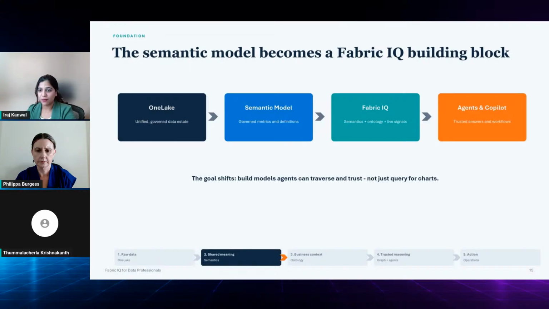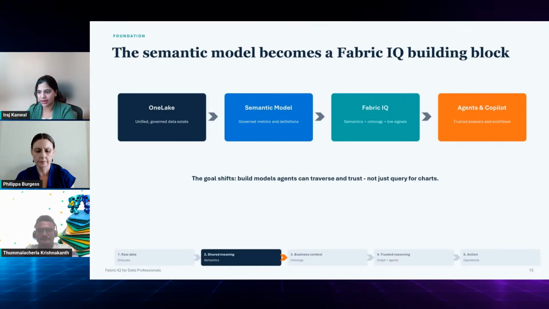Now that we have talked about the semantic model as a foundation, we also need to know how it can become a building block for Fabric IQ. Historically, we built semantic models so that people could create dashboards and reports. The model helped ensure that revenue, margin, or any other metric is calculated in the same way across the reports.